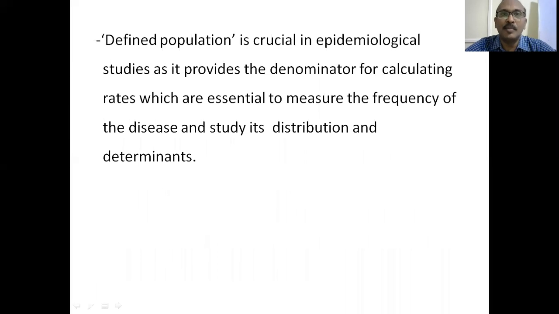The defined population, or population at risk, as we also call it, is crucial in epidemiological studies as it provides the denominator for calculating rates, which are essential to measure the frequency of the disease and study its distribution and determinants. Thus, we consider the epidemiologist as a person or a man in search of a denominator. As we discussed about the different rates earlier, we have a numerator and a denominator. So the denominator is provided by the defined population, which is one of the steps or procedures in descriptive epidemiology, that is defining the population under study.